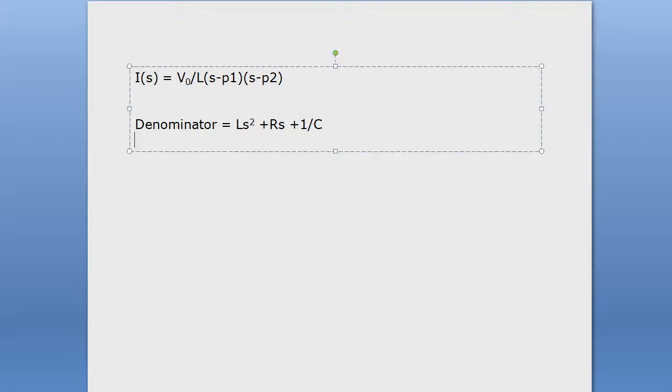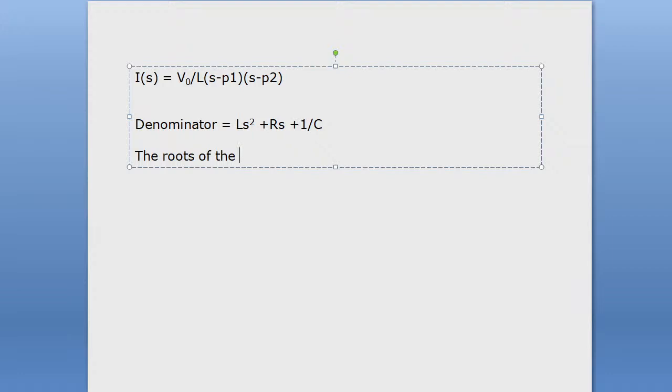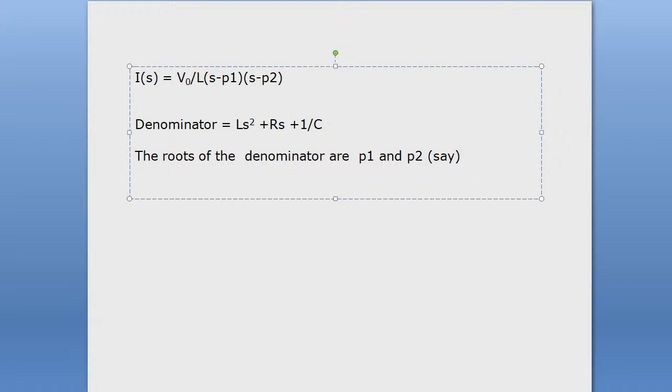So the roots, let me write here, the roots of the quadratic equation, take the roots of the denominator, you write, denominator roots P1 and P2, say. So you can calculate P1 and P2.